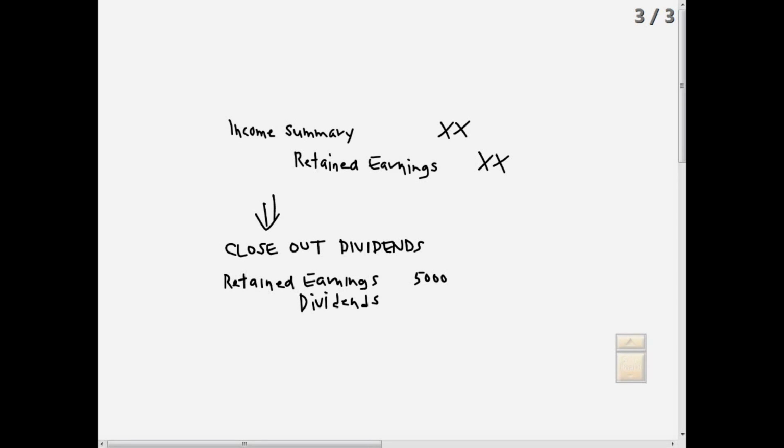Now, why was dividends a debit balance to start out with, and why do I need to credit it now? So what is retained earnings telling you? It's telling you, here's how much the company has earned and kept within the firm. If I give some of the money back, have I kept it? No, so I have to reflect the fact that what I keep in the firm is actually going down. What happens when an owner's equity account goes down? Do we debit it or do we credit it? Okay, so to reflect the fact that retained earnings is going down, we debit it.